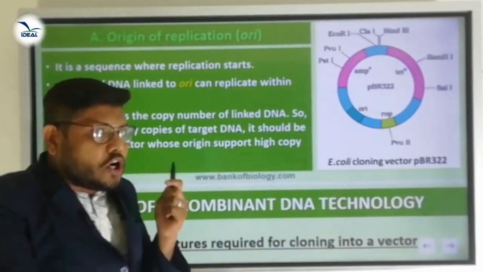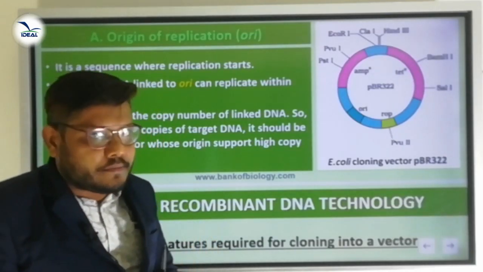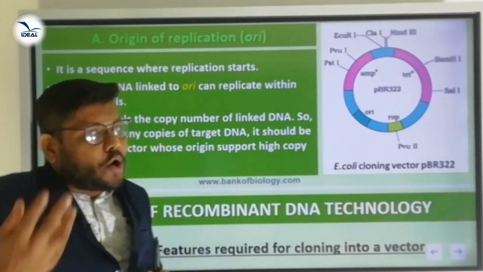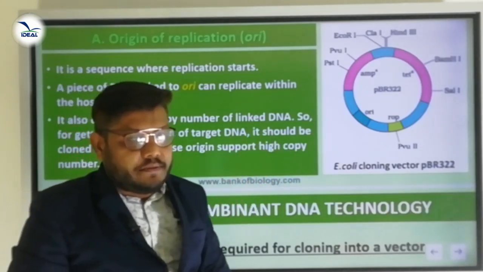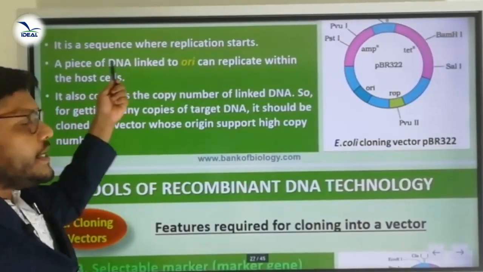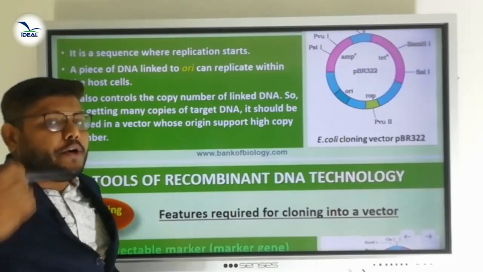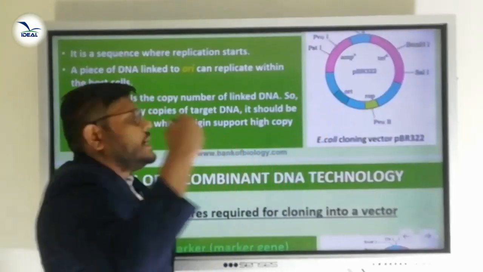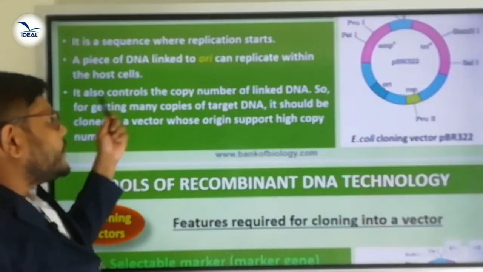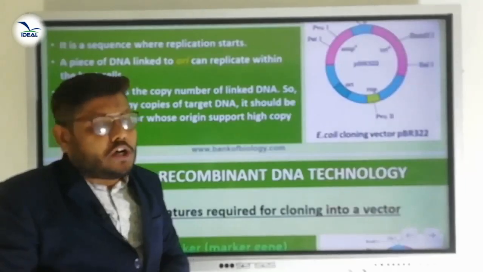That is called origin of replication, or we can call it ORI. What are the features of ORI? One feature: ORI initiates the replication. Another feature: a piece of DNA linked to ORI can replicate within the host cell. If you introduce a gene to ORI, that gene replicates within the host cell. It also controls the copy number of the linked DNA. These are the features of origin of replication.